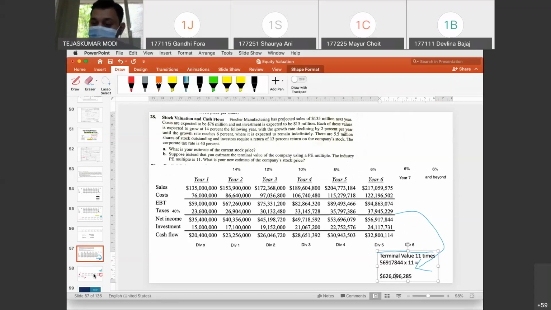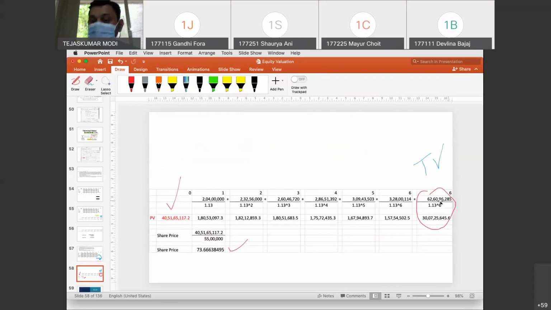And now you will discount 626. That is 62 crore 60 lakh 96,285. The rest would be same, right? It would be added the moment you calculate the present value, and then you divide by 55 lakh to arrive at share price. Yes. Please ask questions, guys.